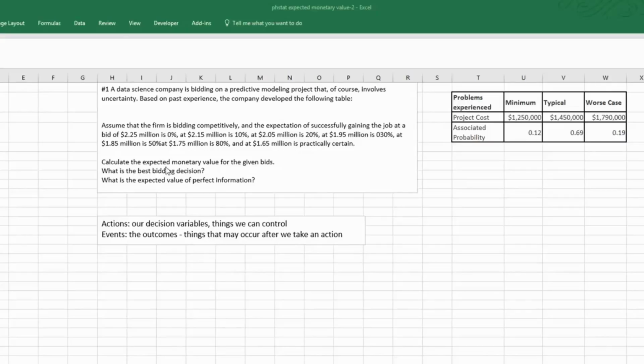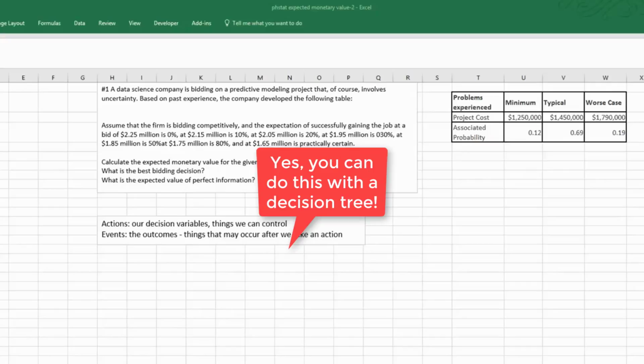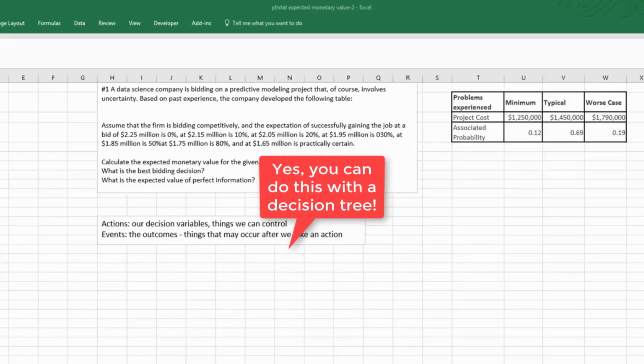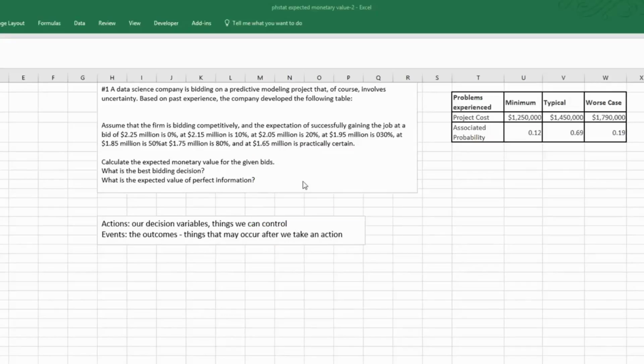And we wanted to get the expected monetary value for the given bids, and from that you can come up with the best bidding decision. And we also wanted the expected value of perfect information. You can do this building your own decision model, and there's a good example of that in the Evans textbook. But we want to use PHStat.